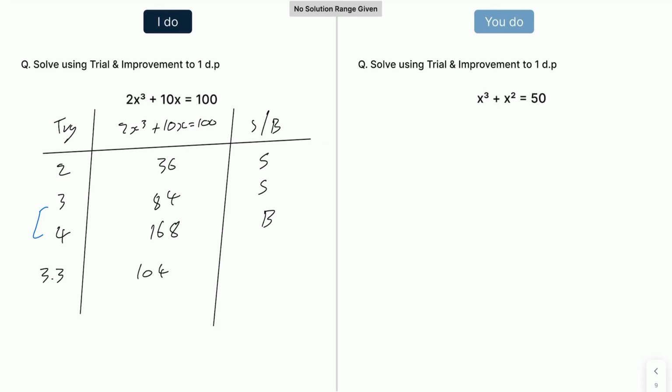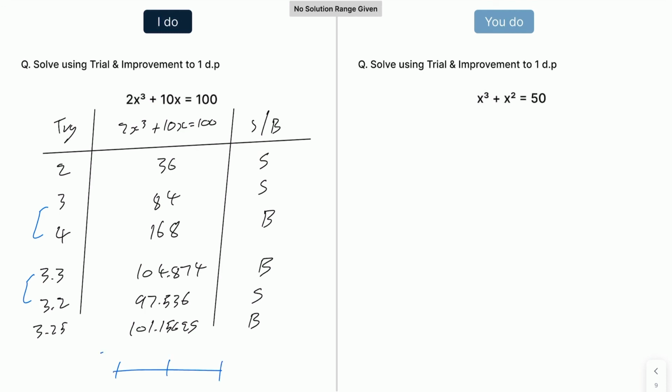That gives me 104.874. Now that is big, so I want to go smaller than that. So that's going to be 3.2, which is 97.536, which is small. So I've trapped the answer within this range. And I'm going to go halfway between that. And that gives me 101.15625, which is big. And finally, draw my little line down here.